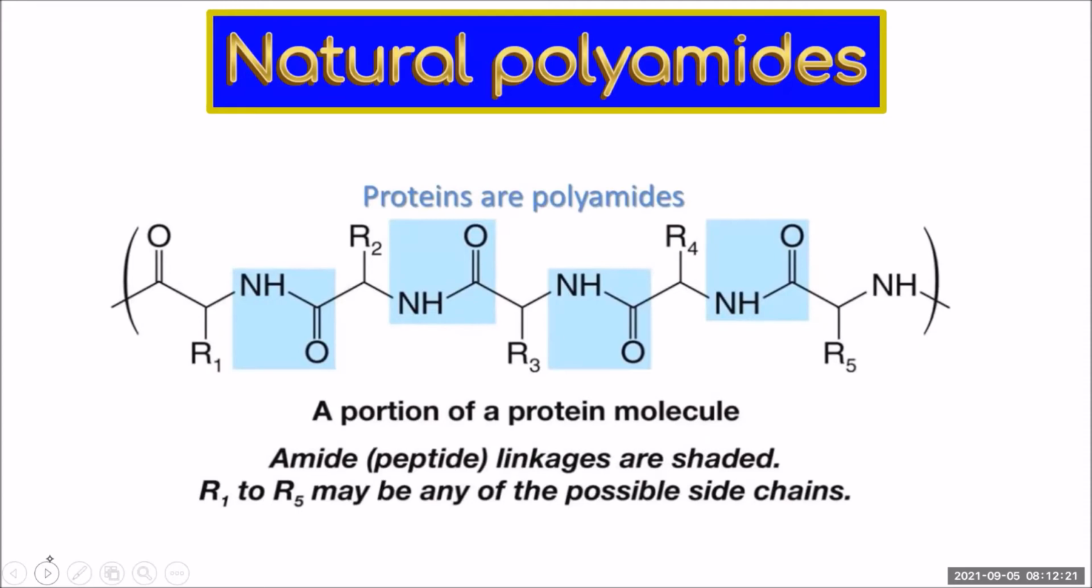Proteins are also polyamides. They're natural polyamides. The monomers, however, are amino acids. They have a carboxylic acid group and an amine group in the same molecule. They're usually made from many different amino acids, and therefore we don't generally have simple repeating units for proteins.